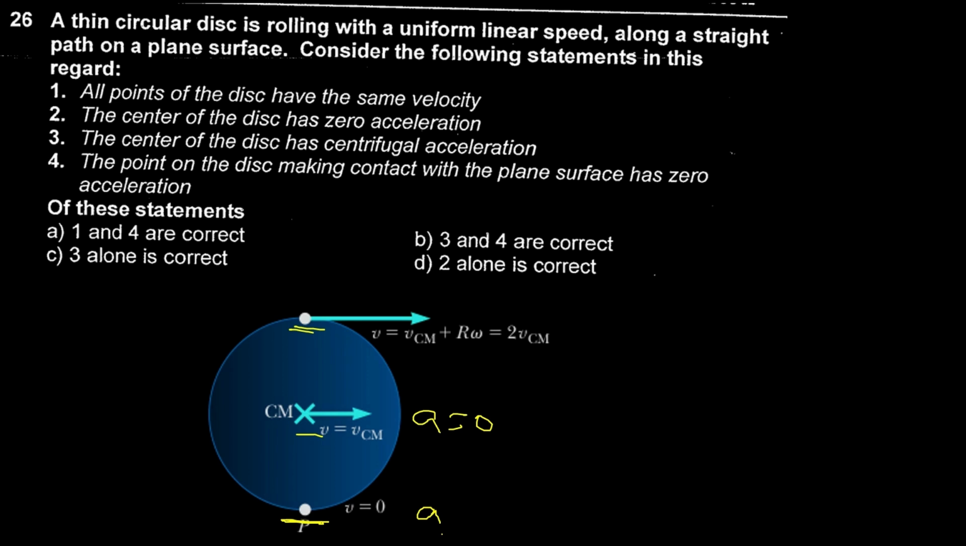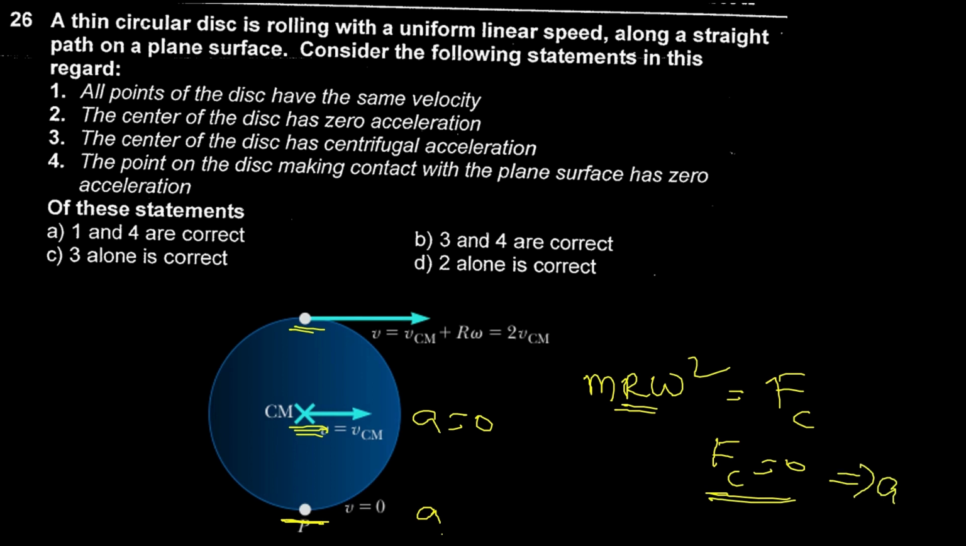Another thing is the centrifugal acceleration at the center. Centrifugal force is given as m r omega square. At the center the radius is 0, so Fc is equal to 0. If centrifugal force is 0, then centrifugal acceleration ac is equal to 0 at the center.